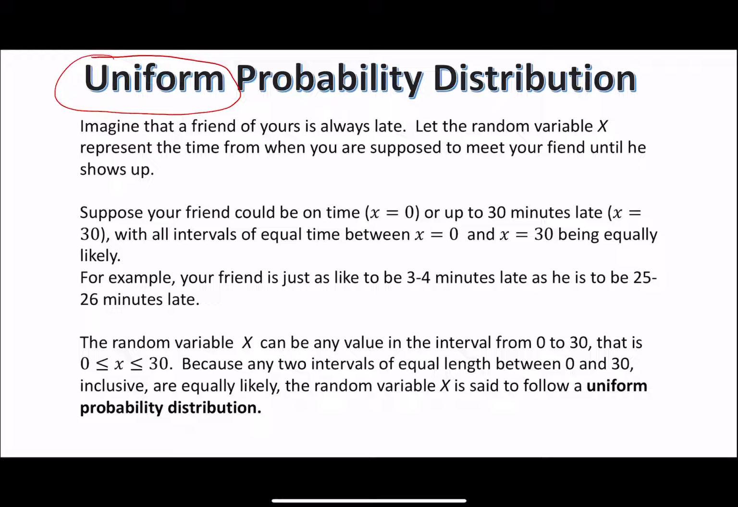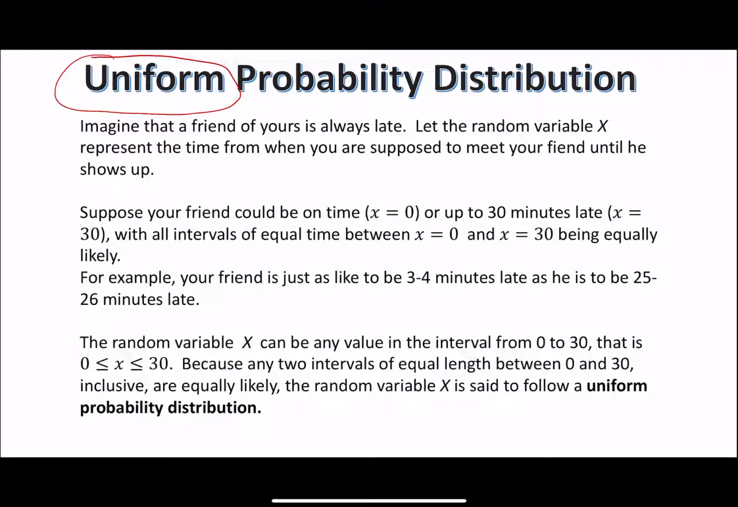Imagine you have a friend that's always late. You might be that friend, I don't know. Let the random variable x represent the time from when you're supposed to meet your friend until he shows up. Suppose your friend could be on time, which would be x equals 0, or up to 30 minutes late, which would be x equals 30. All intervals of equal time between x equals 0 and x equals 30 are equally likely.